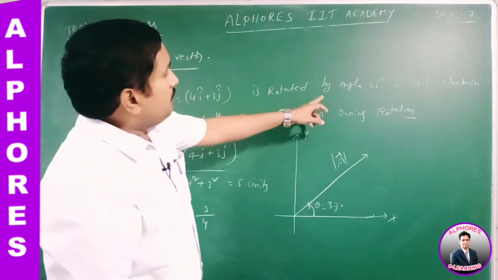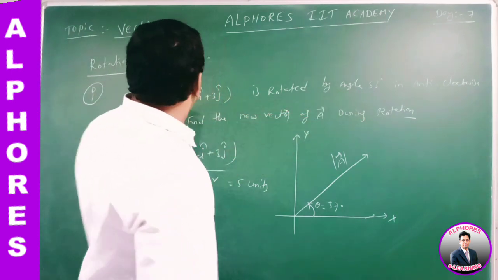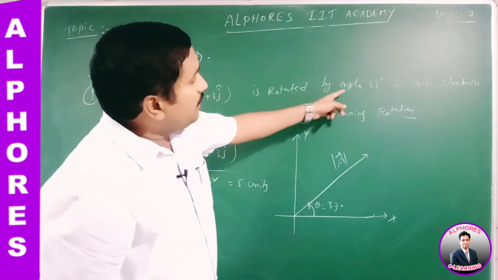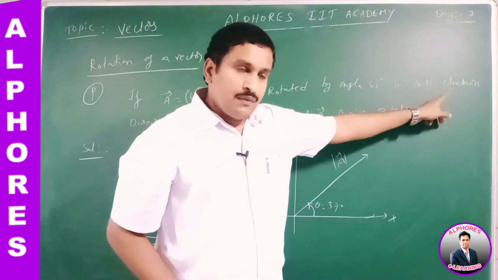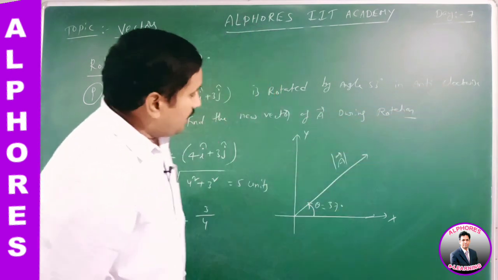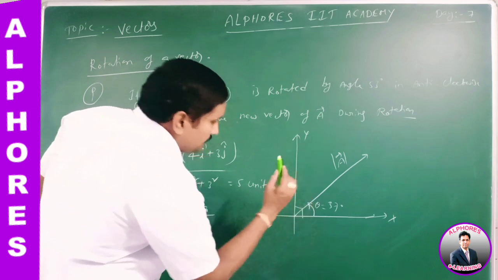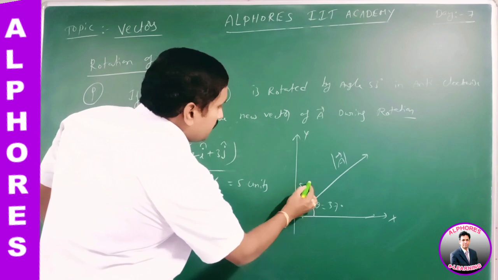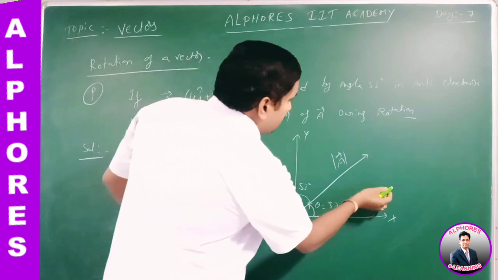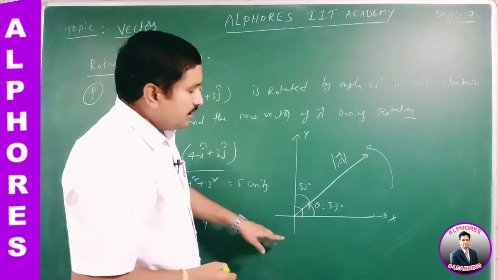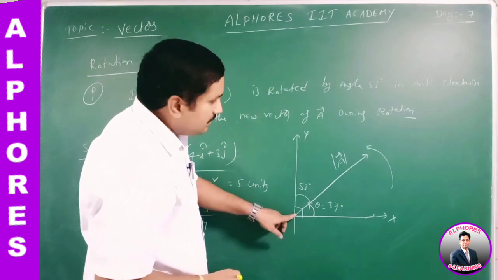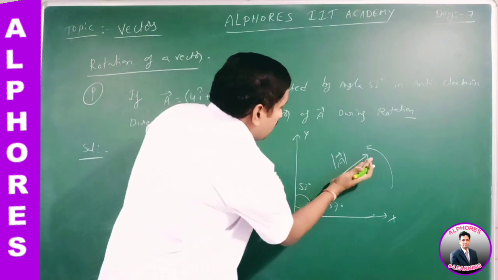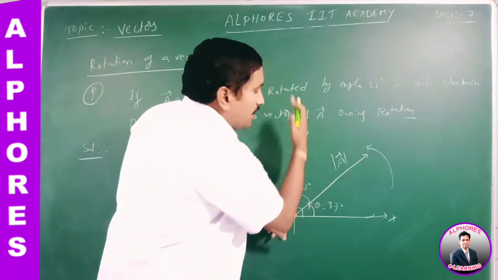Now suppose the vector a bar is equal to 4i cap plus 3j cap is rotated by 53 degrees in the anti-clockwise direction. The total angle is 90, so if it is 37, the remaining is 53 degrees. If this vector is rotated about its tail in the anti-clockwise sense by 53 degrees, the vector lies along the y-axis.